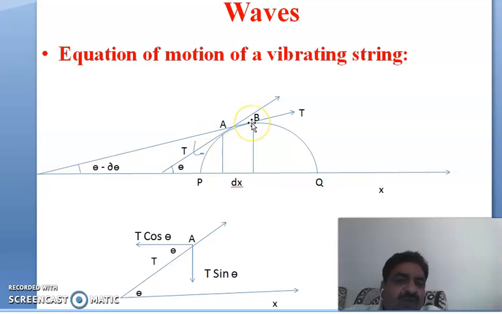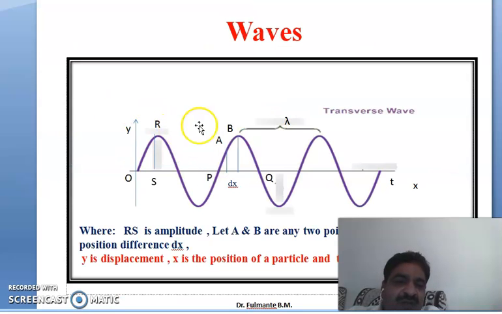Here A and B are very close to each other. In this figure you see how they are very close to each other. I mean their distance, here we say it is dx, and it is also small. Position of A and position of B, they are very closely posed with a difference in the position of dx. Got it?